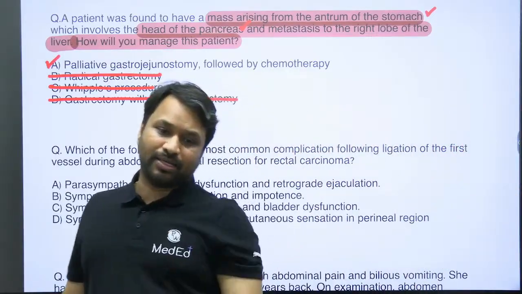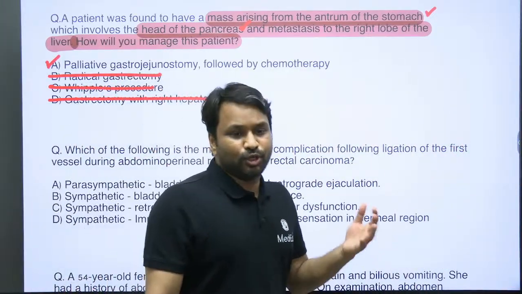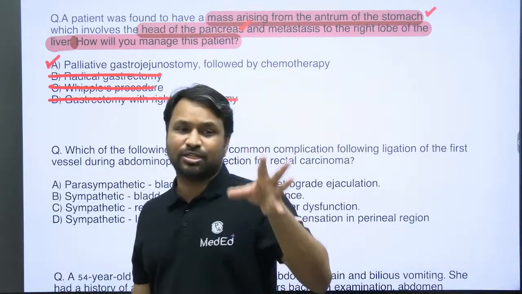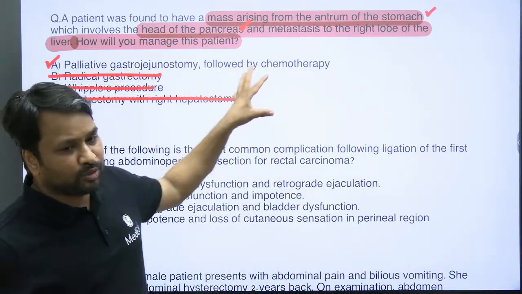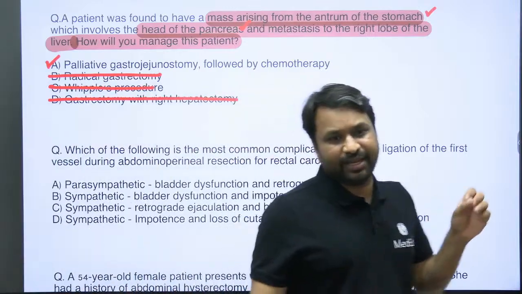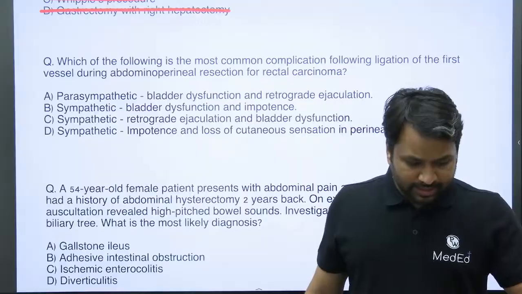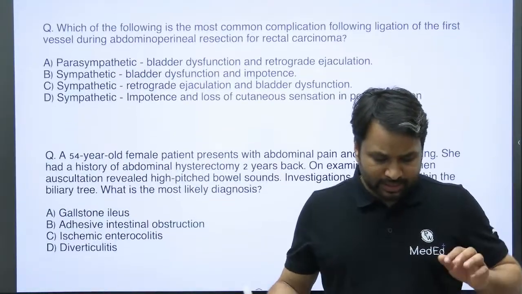Triple bypass. That's what I've spoken about. So you do a gastrojejunostomy, you do a jejunojejunostomy, you can do a hepatojejunostomy, that is the triple bypass. But here the bile duct is not getting obstructed. So here you can do a palliative GJ with chemotherapy. Absolutely correct. Clear?